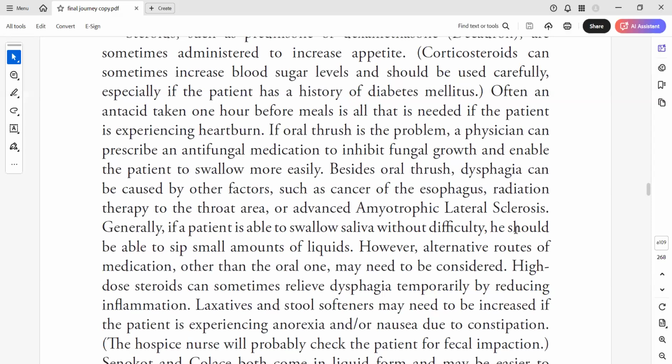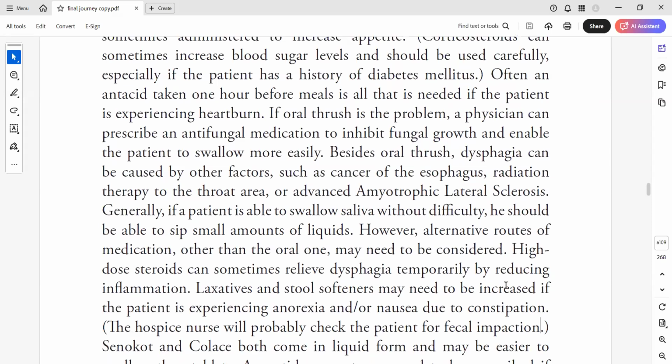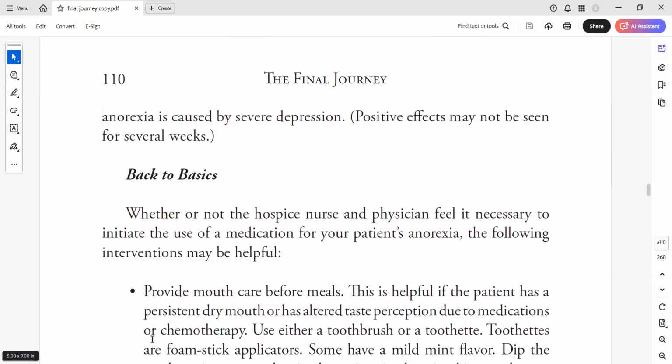Generally, if a person is able to swallow saliva without difficulty, he should be able to sip small amounts of liquids. However, alternative routes of medication other than the oral one may need to be considered. High-dose steroids can sometimes relieve dysphagia temporarily by reducing inflammation. Laxatives and stool softeners may need to be increased if the patient is experiencing anorexia and or nausea due to constipation.